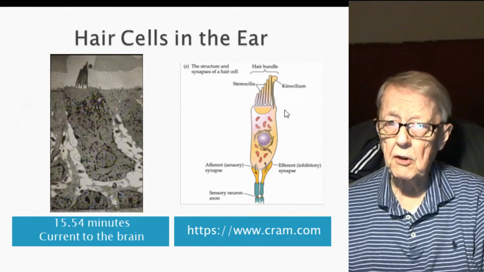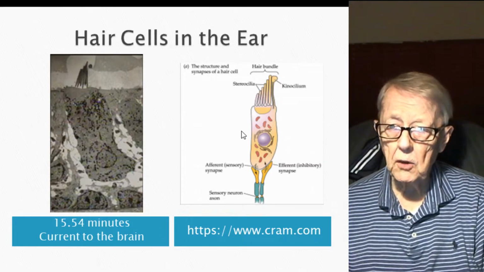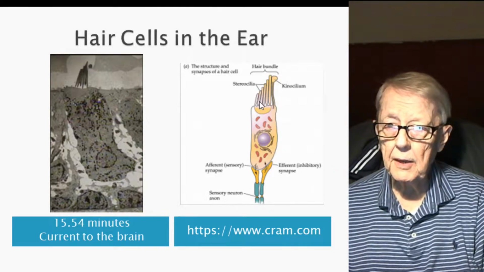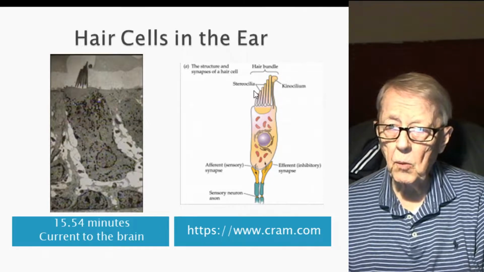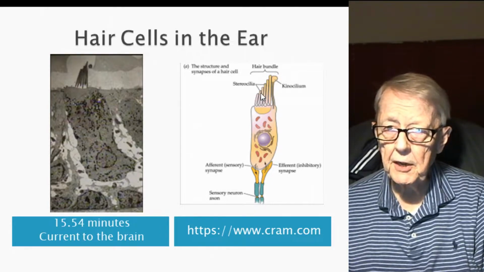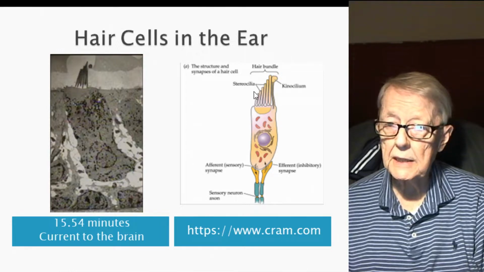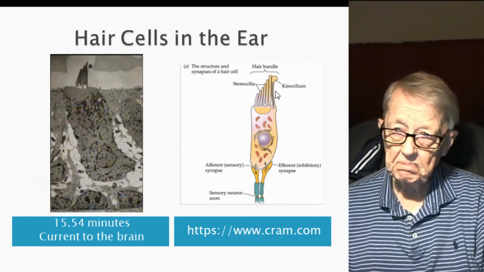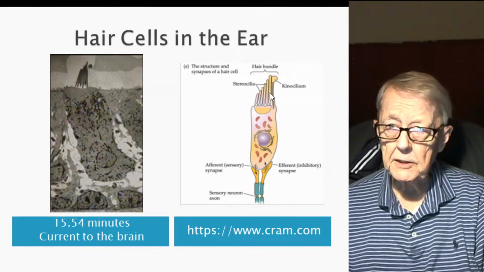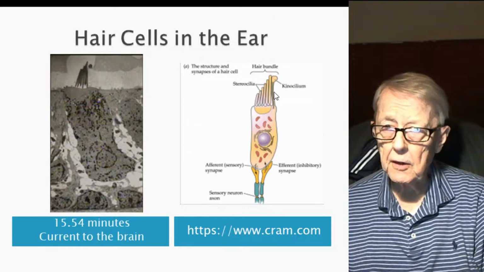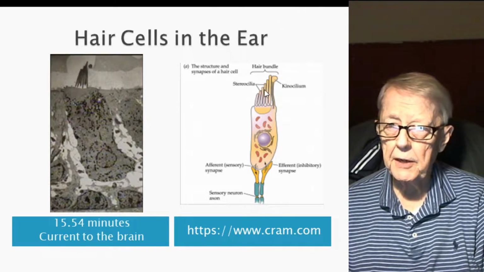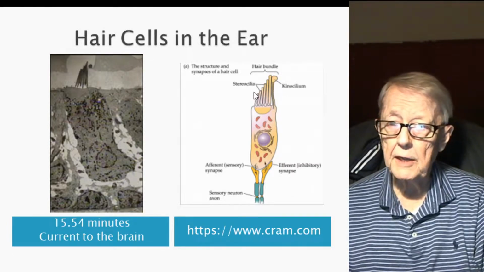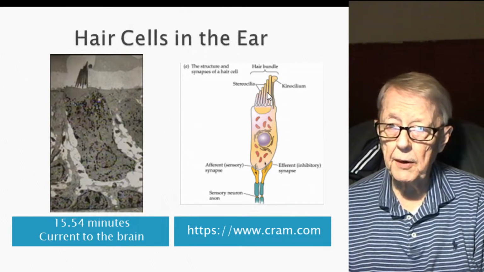This is an artist's drawing of the same thing. This is the whole hair cell, and on top is the hair bundle. All but one of these elements here are called stereocilia, and there's one unique one called kinocilium. These pieces are joined together and held together and work as a unit. They actually bend back and forth as we get sound coming into our ear.